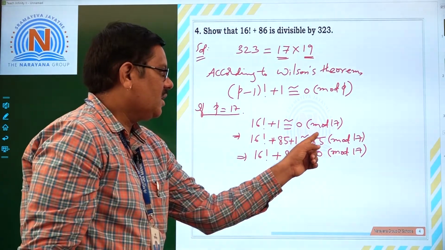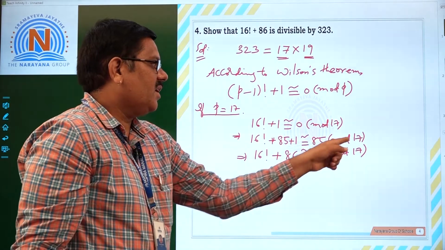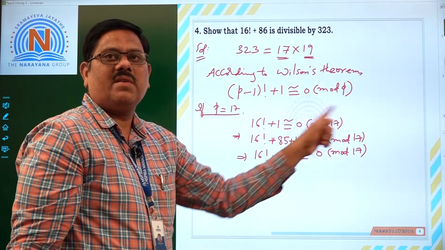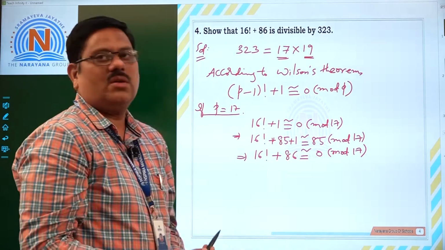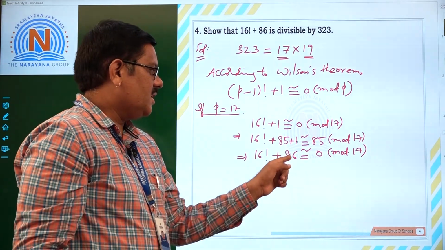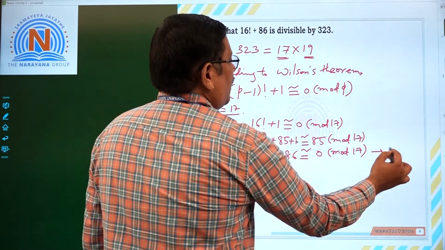Whenever we have this particular remainder, that remainder can still be further divided by 17. If you divide that by 17, the remainder is going to be 0 because 85 is a multiple of 17. So here 0 is the remainder. So I will write the statement as 16 factorial plus 85 plus 1, that is 86, is congruent to 0 modulo 17. Let me take it as condition number 1.